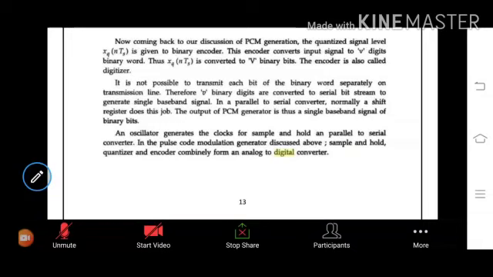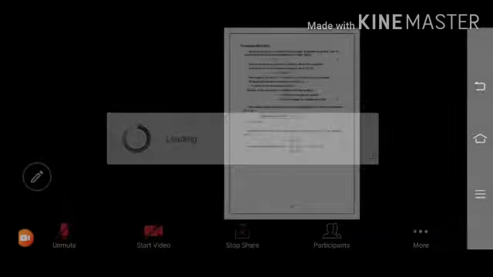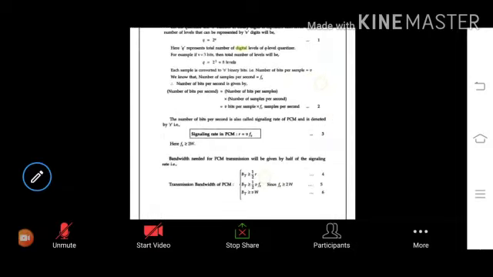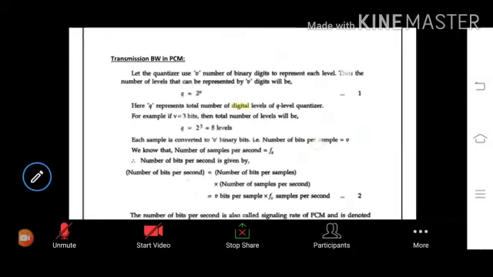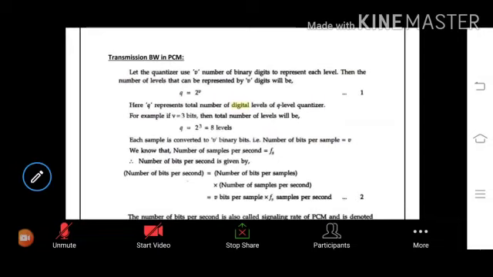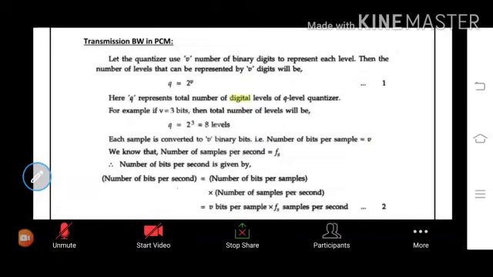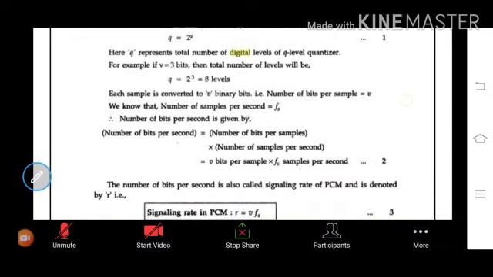Next, the transmission bandwidth in PCM. Let the number of binary digits used to represent each level be v. The total number of digital levels of quantization is Q equal to 2 power v. For example, if v is equal to 3, then Q is equal to 8 quantization levels.